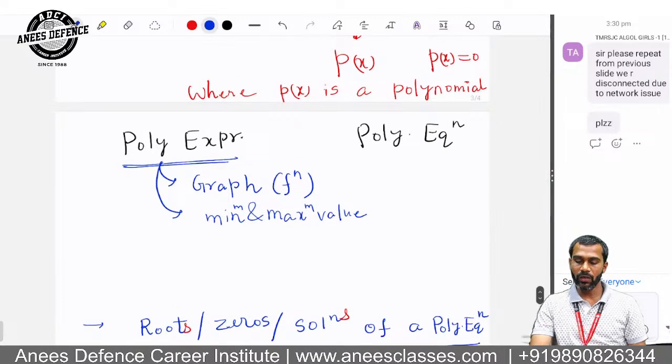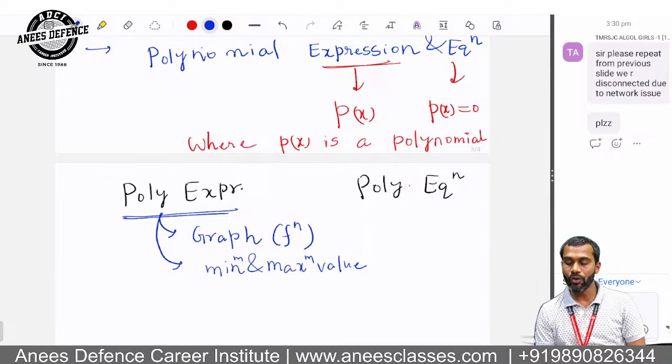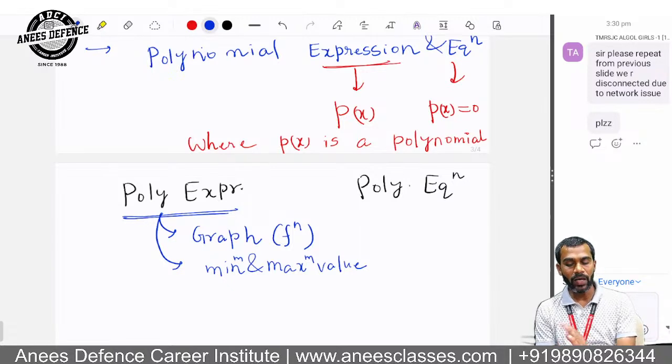Okay, no issues. See what we have discussed: the difference between polynomial expression and polynomial equation. If any polynomial is written in the form of a_n x raised to n plus a_(n-1) x raised to n minus 1, and so on till a_0, and n is a whole number, yes or no? If it is a whole number, that whole expression will be called a polynomial expression. And an equation would be, if we equate that p of x to 0, it becomes a polynomial equation.